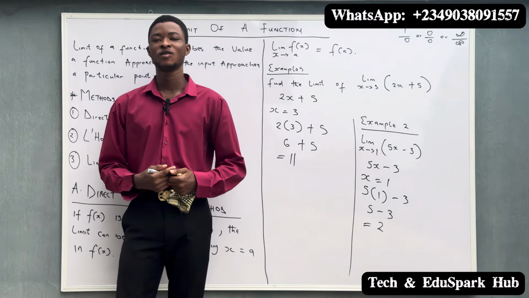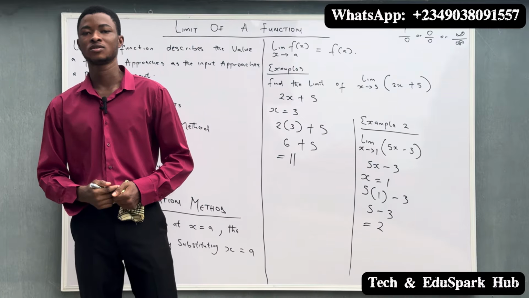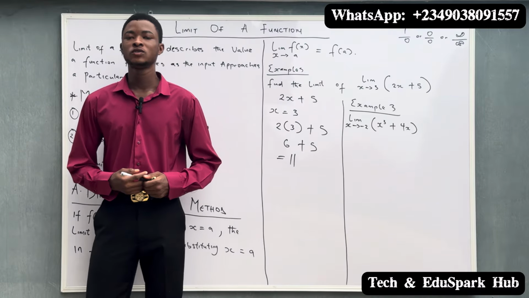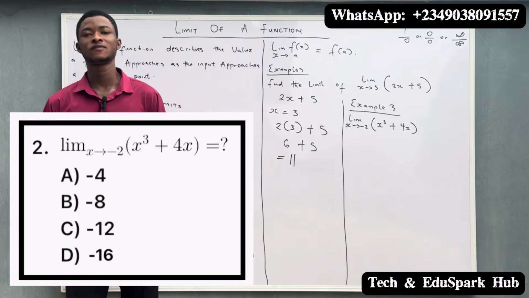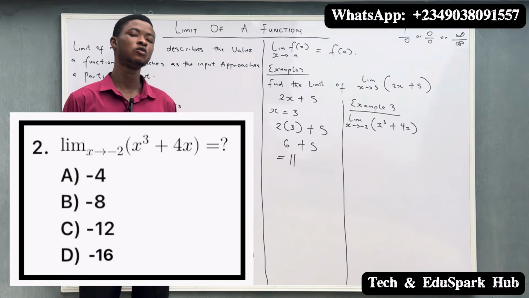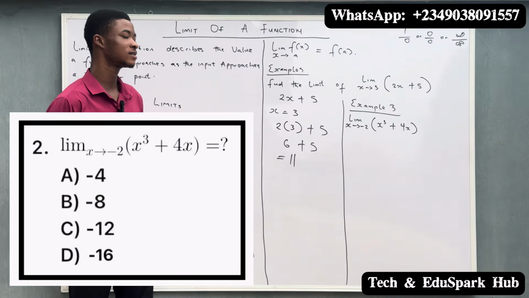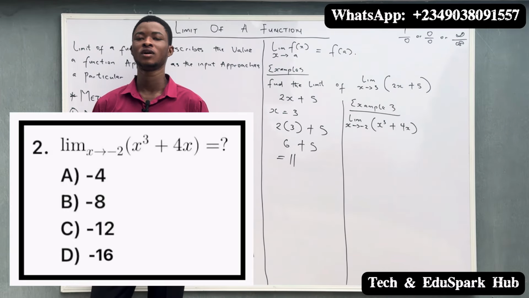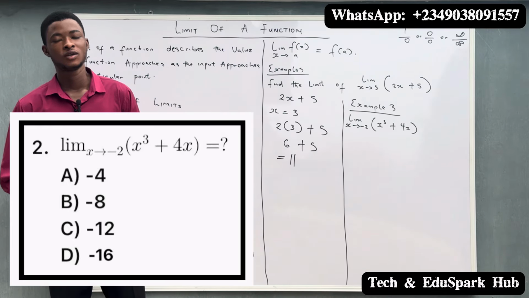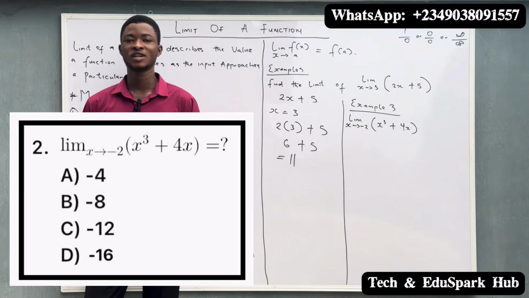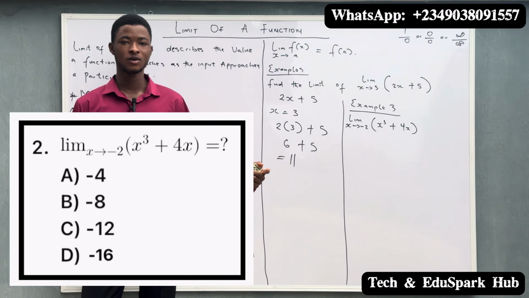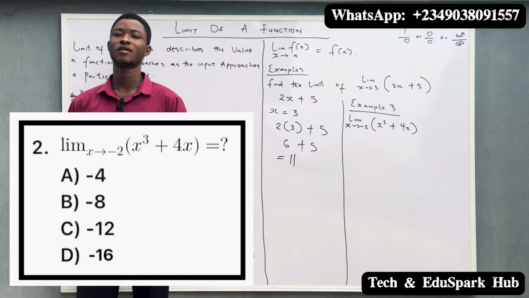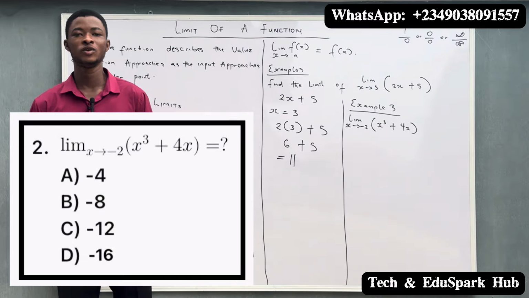So let's look at another example still on the substitution method. Moving to the next question, as displayed on the screen, the question says find the limit of x cubed plus 4x as x tends to minus 2. In this case, you can try to pause this video again and try to solve it, and once you are done, you can resume playing the video, and once I solve it, you can check if you are right or wrong. But either way, you are learning.